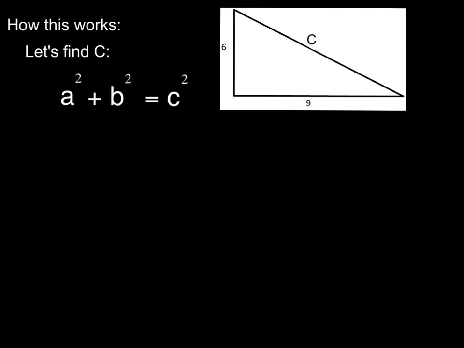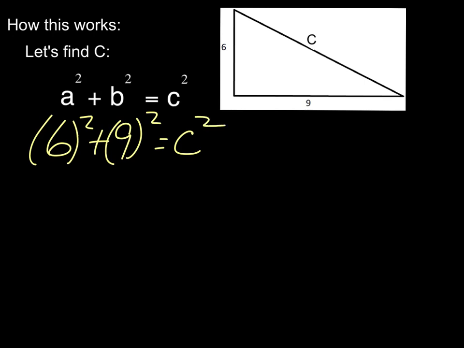So how it works is actually pretty simple. We are going to put in the two legs, 6 and 9, which are the a and b. We're looking for c, which is our hypotenuse. So we're going to put in 6, square it, 9, square it. That all equals c squared.